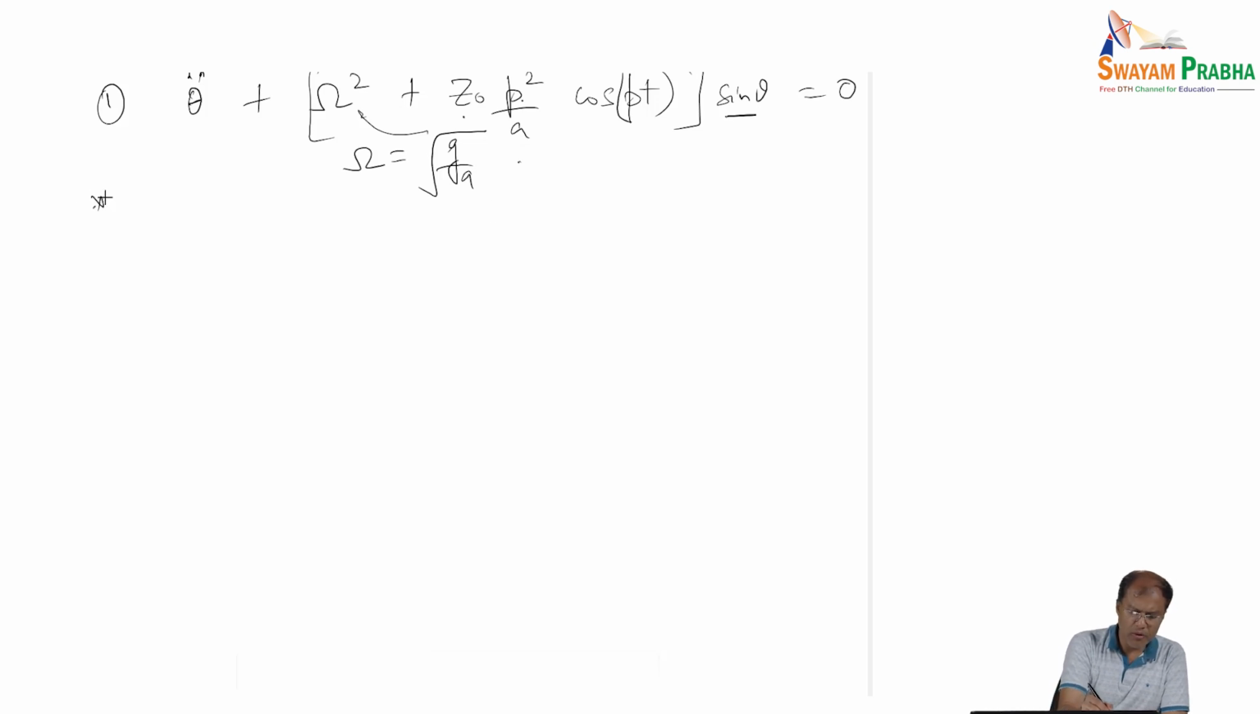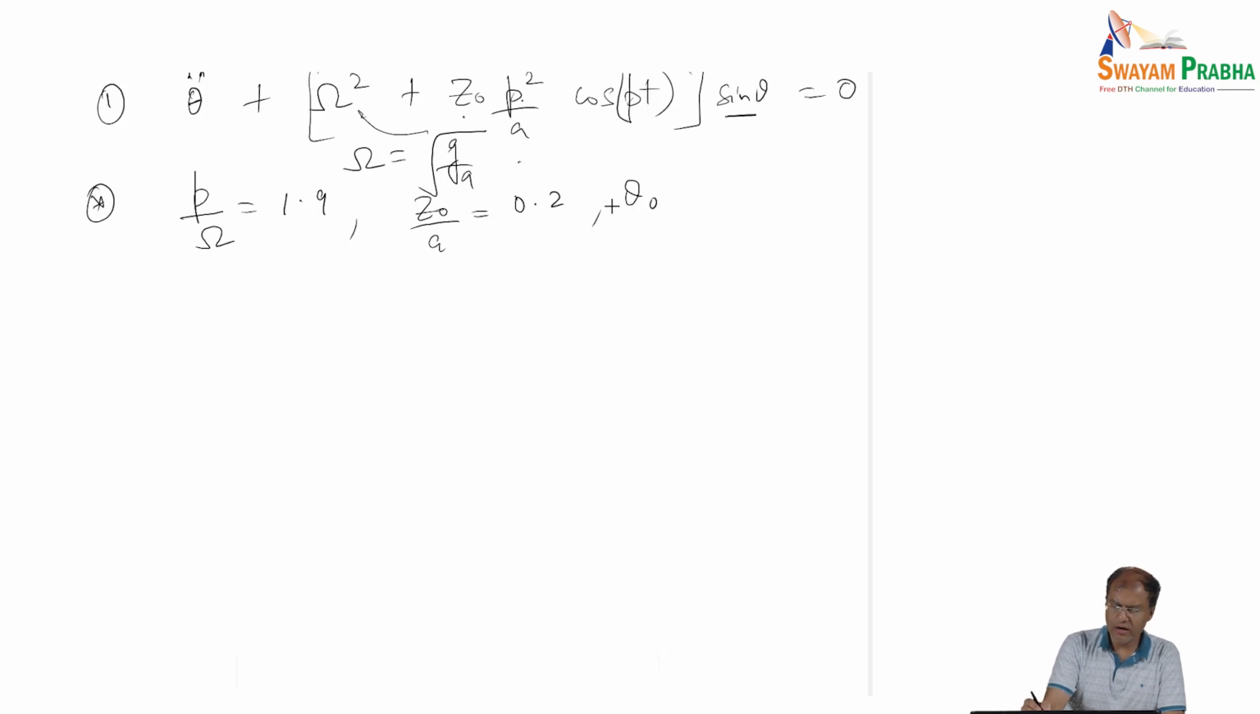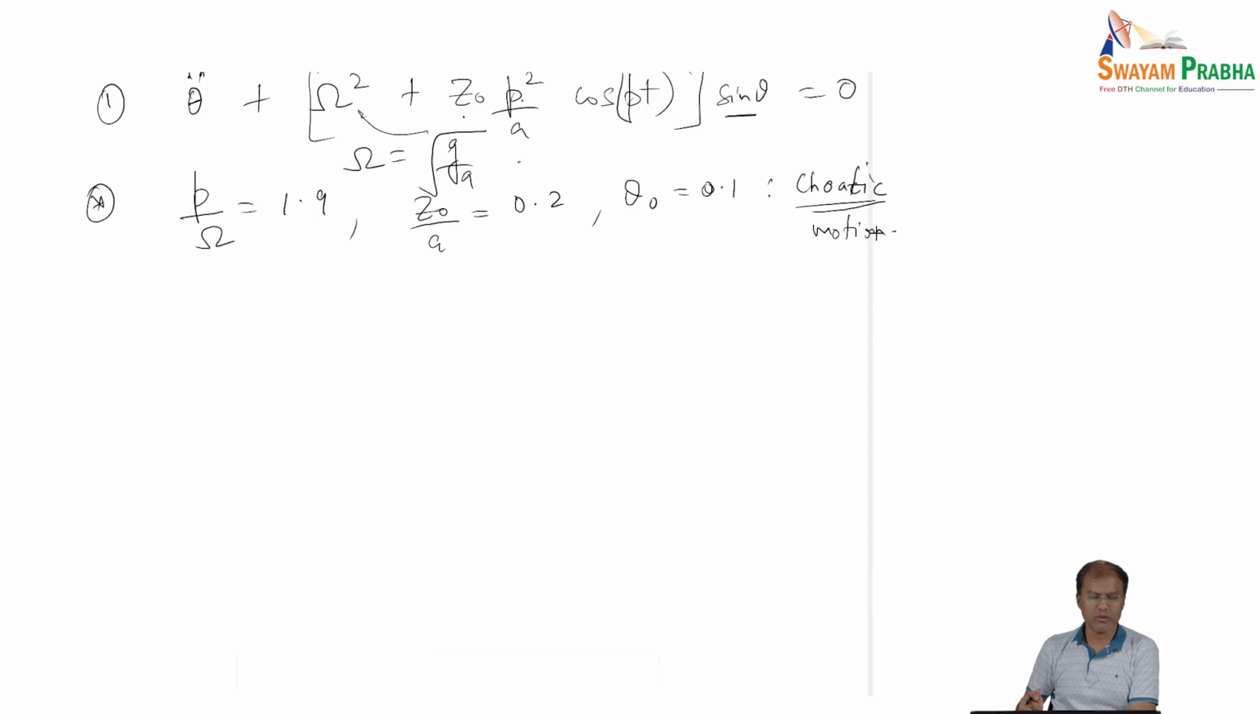So people who want to visualize the dynamics of these equations can go home and try plotting the solution of this equation 1 for these parameters: p by omega equal to 1.9, z naught by a equal to 0.2, and theta naught, the initial angle, being 0.1 radian. And we go home and check that this is certainly the case of chaotic motion. So a simple harmonic motion producing a chaotic motion.